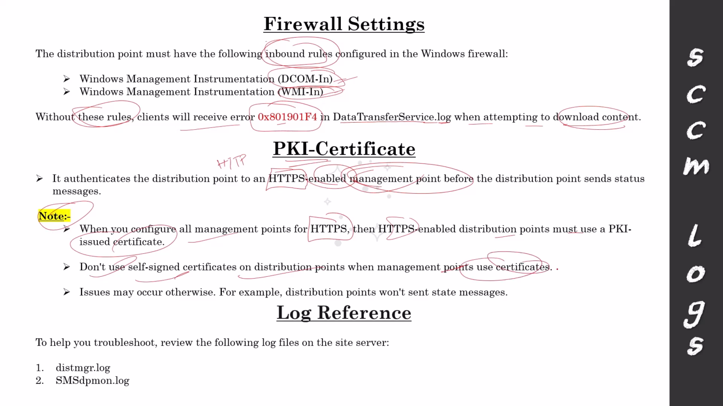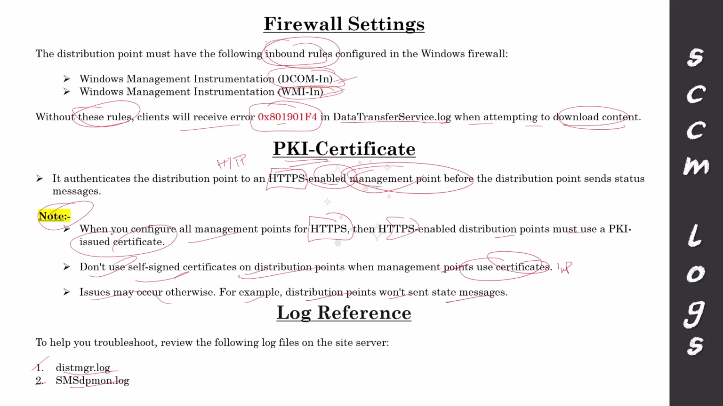So don't use self-signed certificates on the DPs when the MP is using certificates. Remember, this is an important point. Issues may occur, for example, distribution points won't send state messages to the MP. So cross-check whether in your hierarchy you're using PKI certificates or not. And finally, we can check the log files here, the distmgr.log and the smsdpprov.log. So this is all about the distribution point installation.